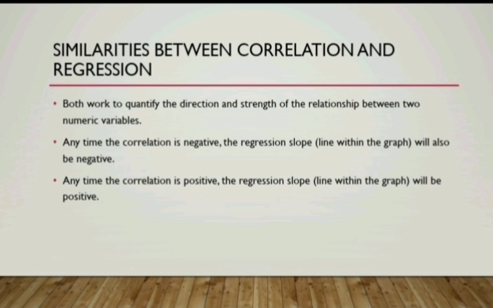Similarities between correlation and regression. Both work to quantify the direction and strength of the relationship between two numerical variables. Anytime the correlation is negative, the regression slope will also be negative. Anytime the correlation is positive, the regression slope will be positive.